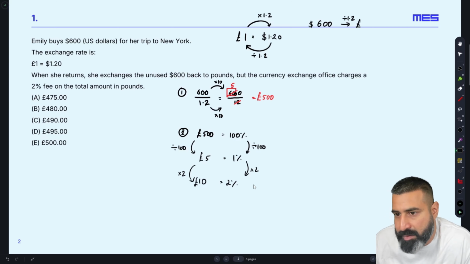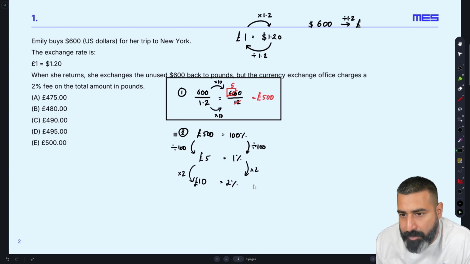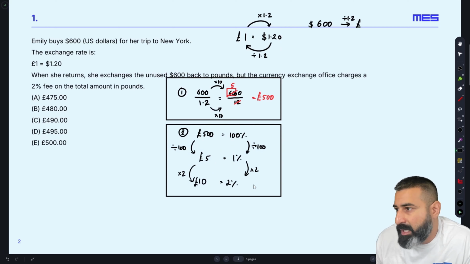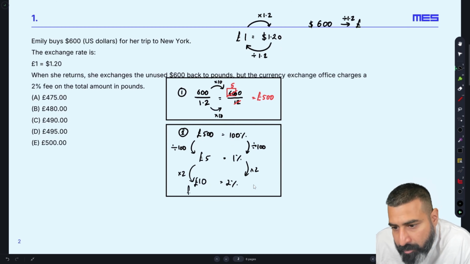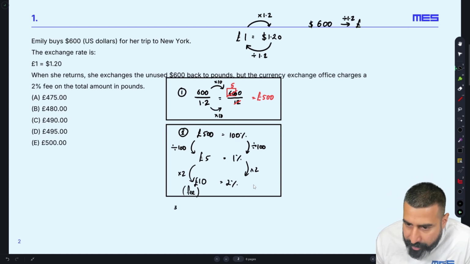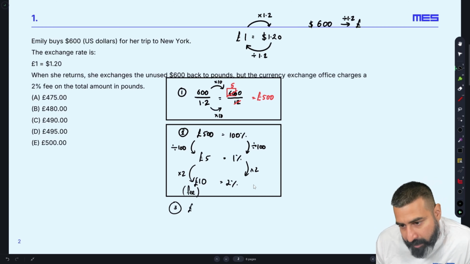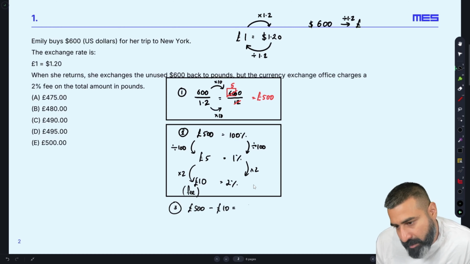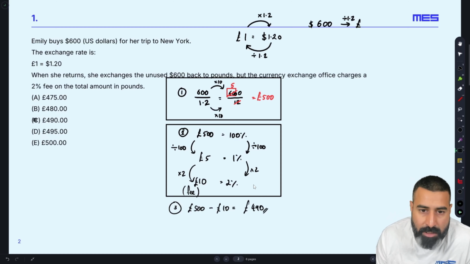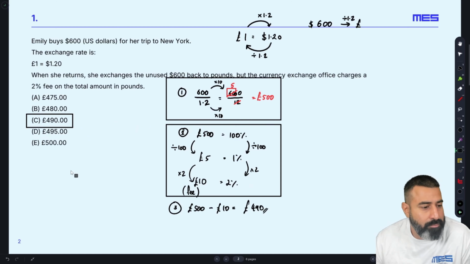Okay, we'll put some boxes around this to make things pop and a little bit clearer so you can see the steps. Okay, so this is the fee that you have to pay. Okay, so step number 3, this is going to be equivalent to, then we get £500 back, take the fee off, which is £10, so this equals £490. So my answer is C. Okay, done. Let's move on.